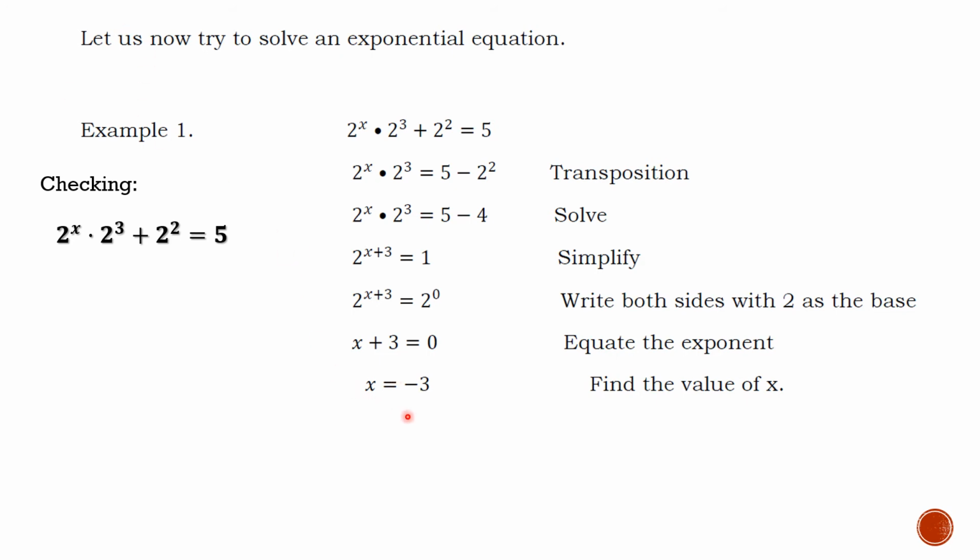Okay, substitute natin tong negative 3 sa lahat ng x variable ng ating exponential equation. So we will be having 2 raised to negative 3 times 2 raised to 3 plus 2 squared equals 5. So we have here negative exponent. So ang 2 raised to negative 3 magiging 1 over 2 raised to 3. Ayan siya. And 2 raised to 3 divided by 2 raised to 3, since equal sila, that is equal to 1. Okay, 1 na lang yan.